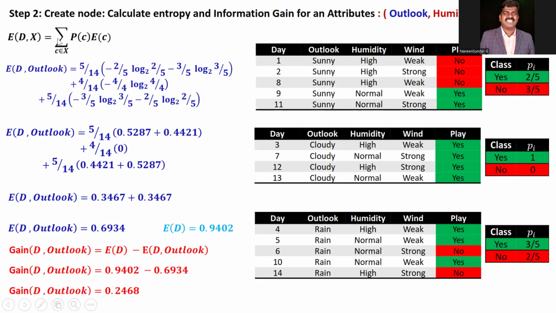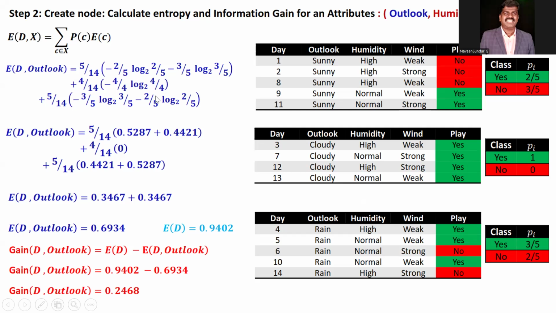Got my point? This is for the entropy of D, that is the whole data set, comma X, another attribute. Got my point? So first attribute we are taking outlook. Similarly, we have to find out for D, comma another attribute, that is humidity. And then D, comma another attribute, we have to find wind. And we are going to find the maximum value. Likewise we are going to calculate and we are going to put that as the root node.